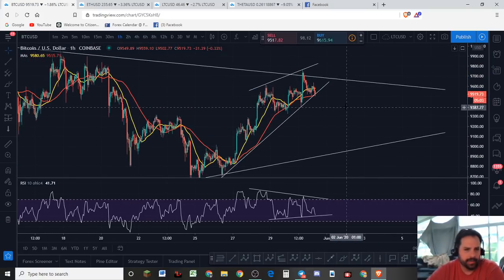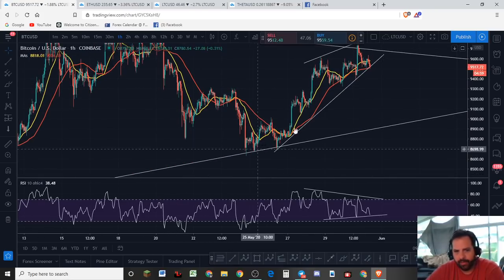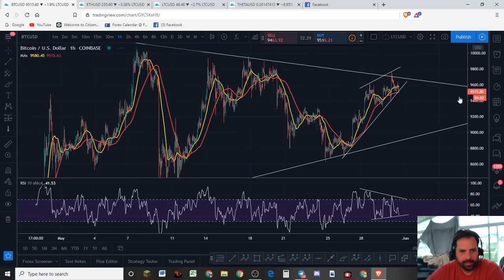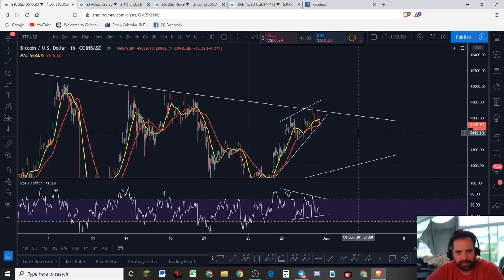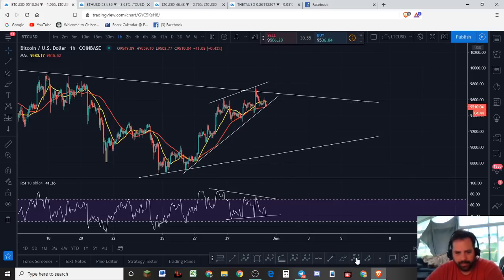Now the only thing I might see here is some kind of an ending diagonal, but that's the only thing. I don't like it as an ending diagonal, but there are three waves right there. This could be starting some kind of an ending diagonal. If it doesn't break and come down, then what I would expect here is something like this.